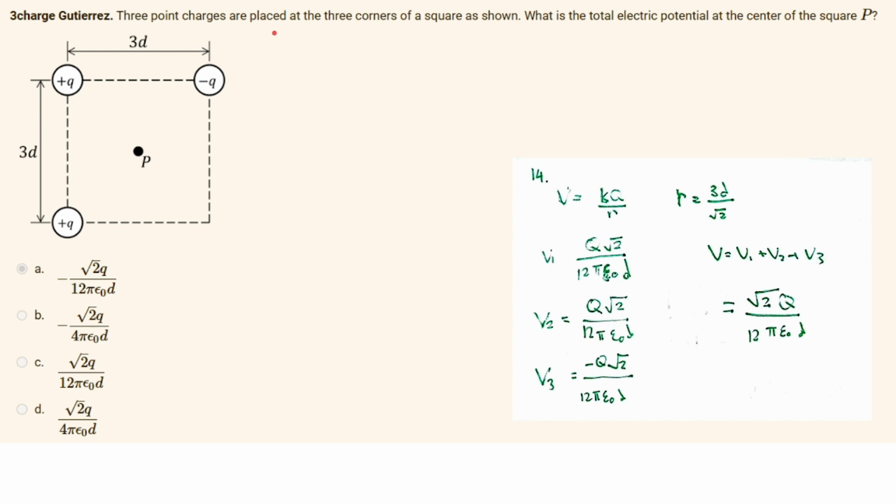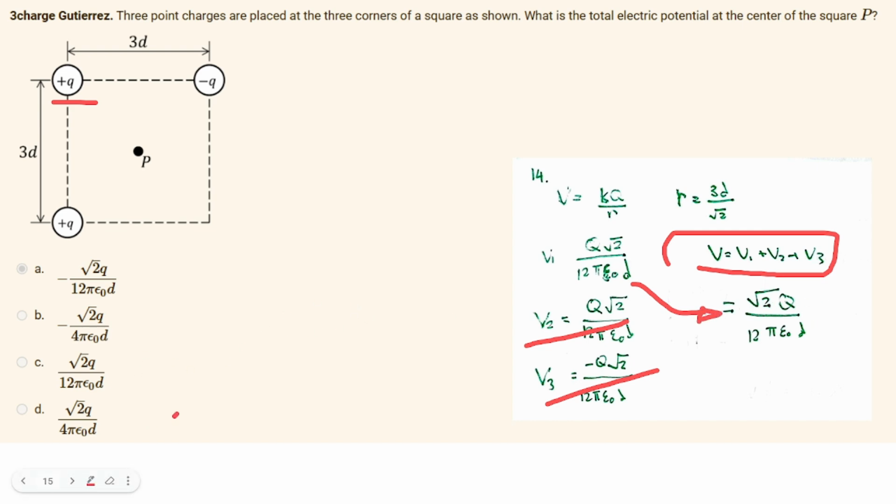Three point charges are placed at the three corners of a square as shown. What is the total electric potential of the square? We know that electric potential is kq over r, and r is 3d over square root of 2. Then it's just plug and play: V1, V2, V3. Add them all together, and we get square root of 2 q over 12 pi epsilon naught d, which is this one.